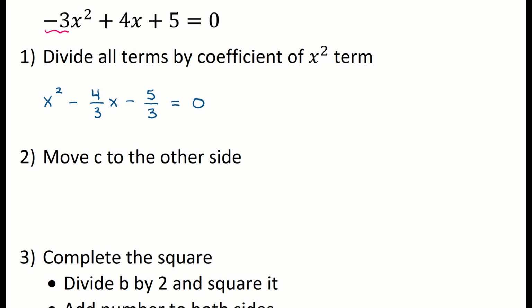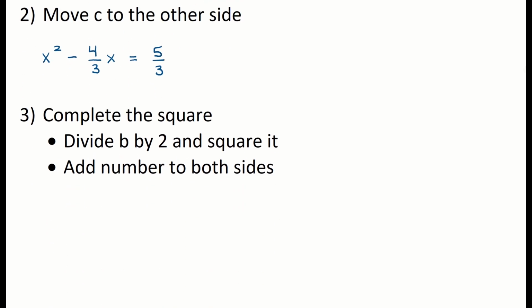We're going to do that by adding 5 over 3 to both sides, which is going to make our question x squared minus 4 over 3 x is equal to 5 over 3. Then we can look at completing the square.